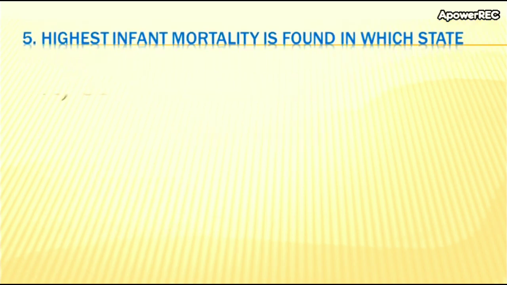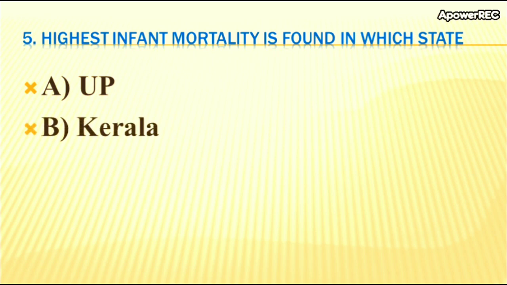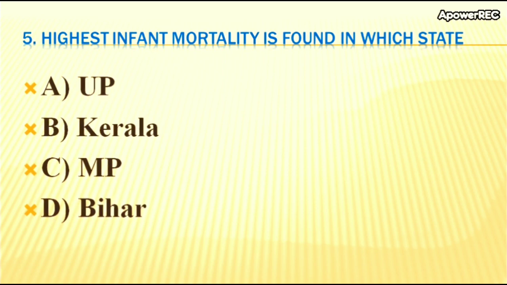Highest infant mortality is found in which state? UP, Kerala, MP, Bihar. Correct answer is MP, Madhya Pradesh. Madhya Pradesh state has the highest infant mortality. Lowest infant mortality is in Kerala. Highest birth rate is in UP.